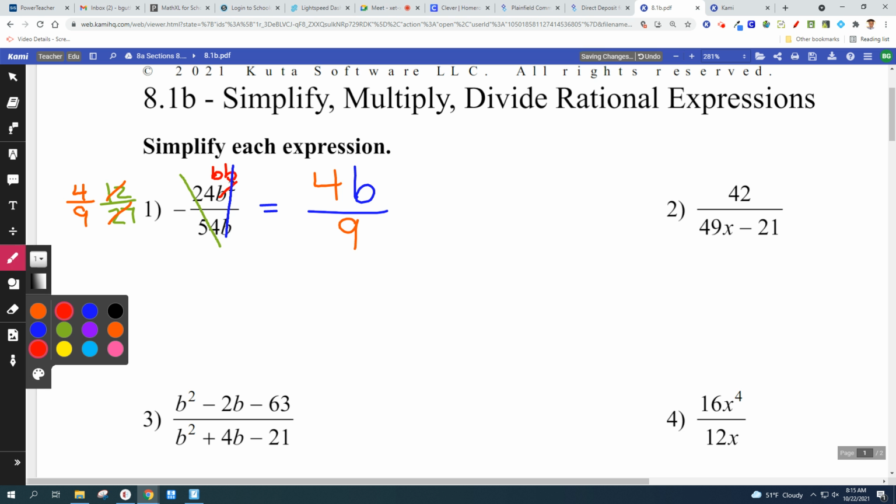And then, oh yeah, don't forget, there's this negative sign right there. So you can put the negative in the front or on the top, either way. You usually don't put it on the bottom. Front or top, either way.